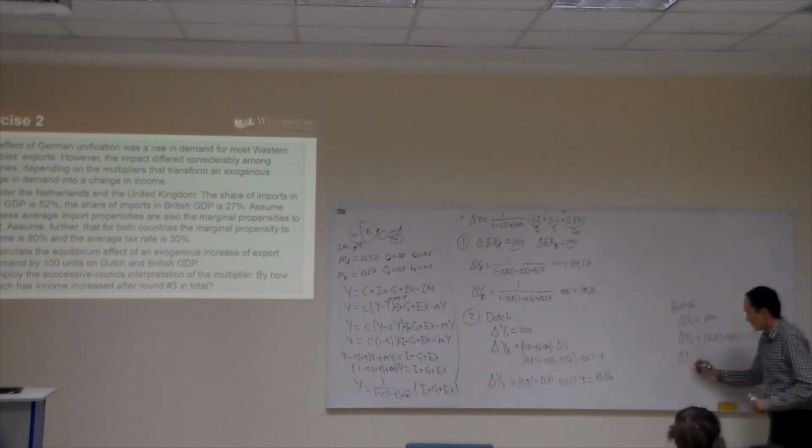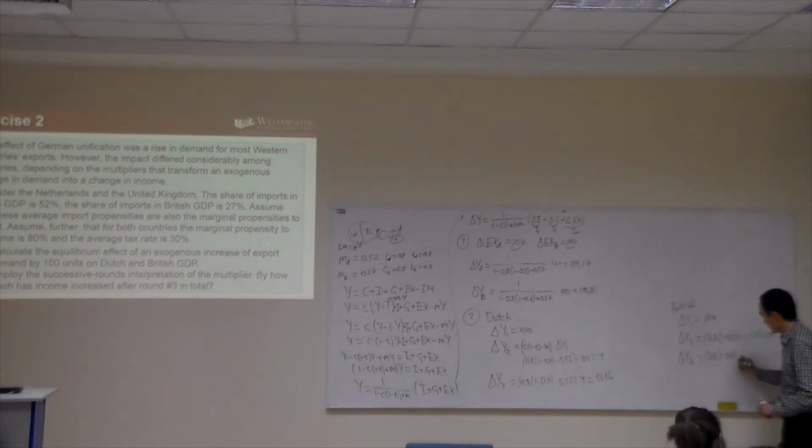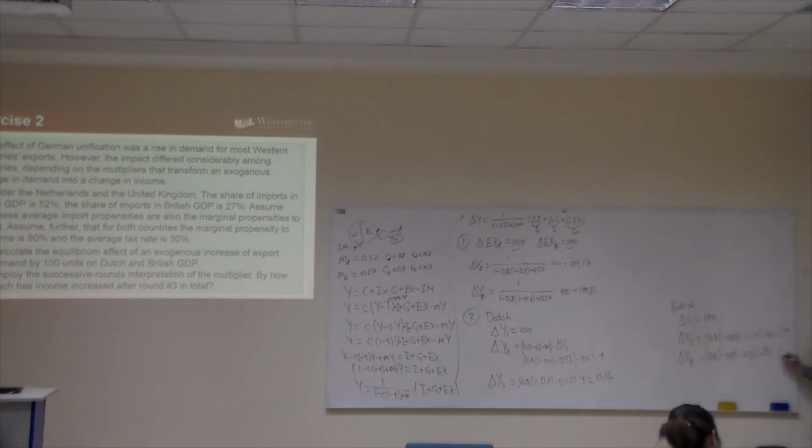And the third round is equal to 0.8 times 1 minus 0.3 tax rate minus 0.27, times 29, which is equal to 8.41.